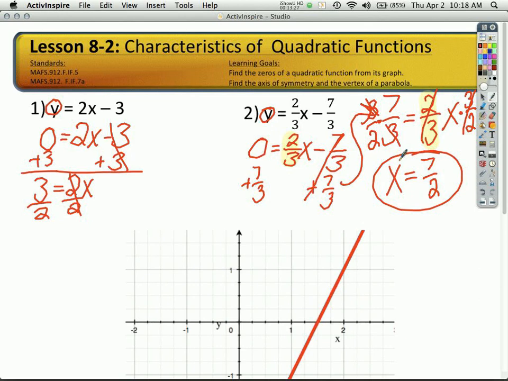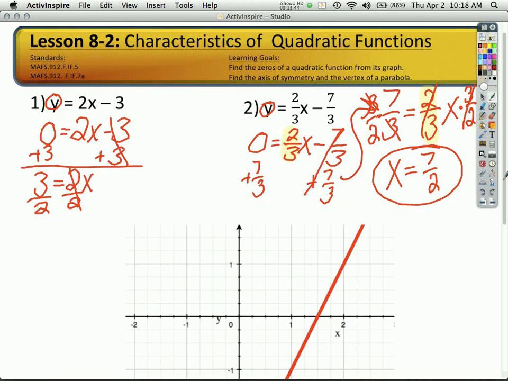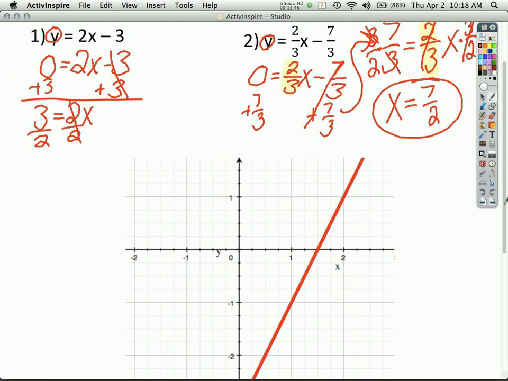Everybody in the room should be able to handle all of this, and to be honest with you, compared to some of the other things we've done, like factoring and multiplying powers, this should seem easy to you at this point. But there's a reason why we're doing this today of all days, because of this. This is the graph of number 1. So x equals 3/2. Right there. That is the x-intercept of the graph.